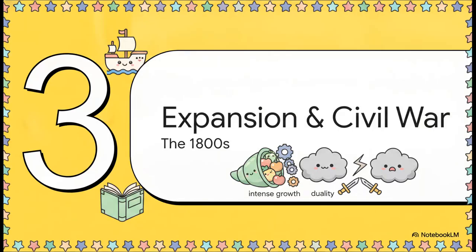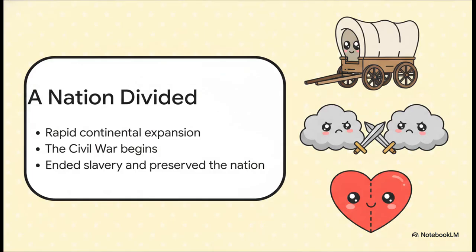Moving right along to Part 3, Expansion and Civil War, the 1800s. The crucial point here is this intense duality. On one hand, you have rapid, explosive continental expansion. The young country is constantly moving westward, tripling in size and drastically increasing its footprint. But on the other hand, you have the devastating reality of the Civil War. This defining bloody conflict ended the brutal institution of slavery and managed to preserve the nation, keeping it united despite deeply entrenched divisions. It was the crucible that redefined what the country was going to become.